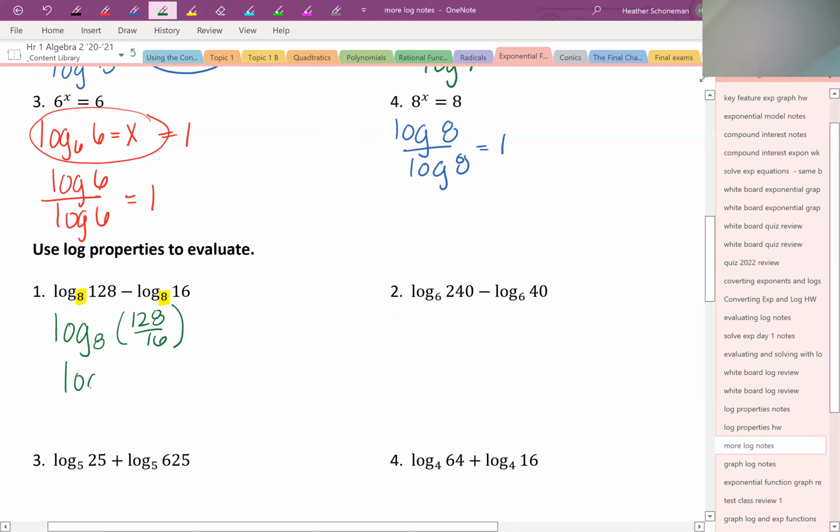Divide this out, that means I'm going to have log base 8, because I want to simplify that. And if I put that in my calculator, 128 divided by 8 is 16. So I have log base 8 of 8. Oh, look at that. The answer is just 1. Simplified all the way down.